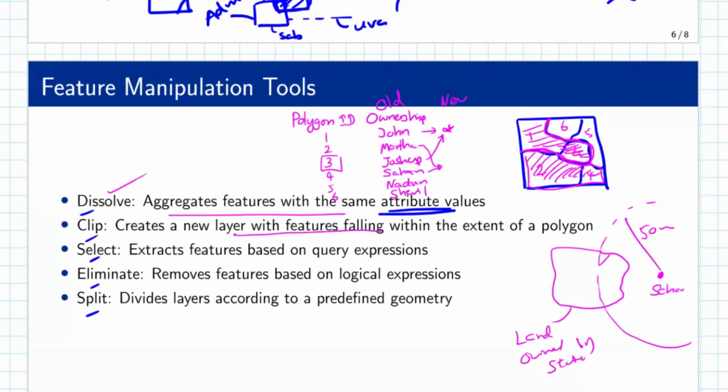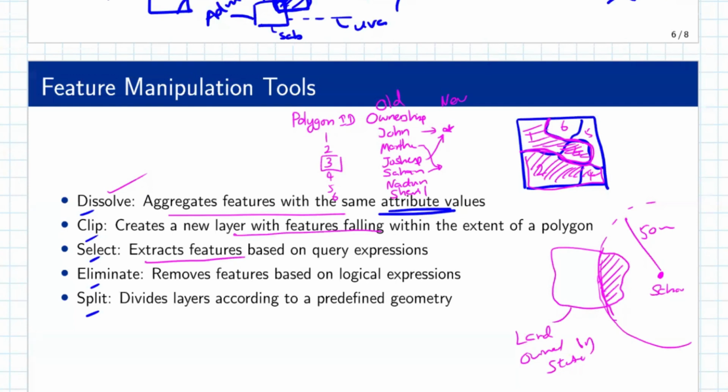So if this particular land needs to be given to the school or given to this particular buffer zone, then we can clip it out. So clipping means you just remove this part where the other polygon intersects. That's it. Creates a new layer with features falling within the extent of a polygon. That's what we call clipping. Selection means extracting features based on query expressions.